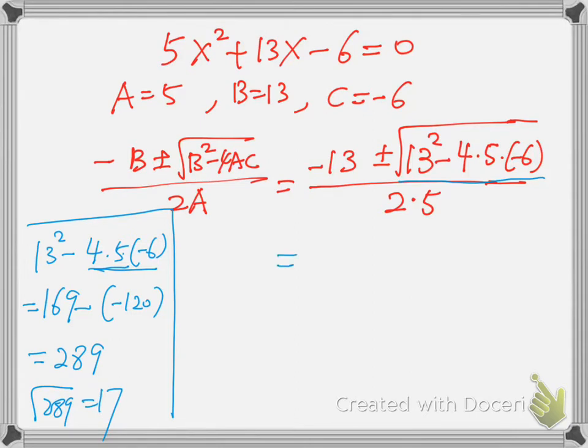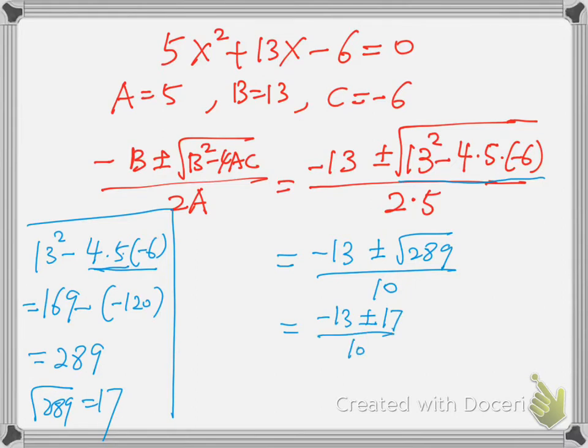So the quadratic formula gives -13 plus or minus the square root of 289, divided by 10. 2 times 5 in the bottom is 10. So this is -13 plus or minus 17, divided by 10. The plus sign gives us one solution, the minus sign gives us another solution. x1 is -13 plus 17 divided by 10, which is 4 over 10, or 2 over 5.